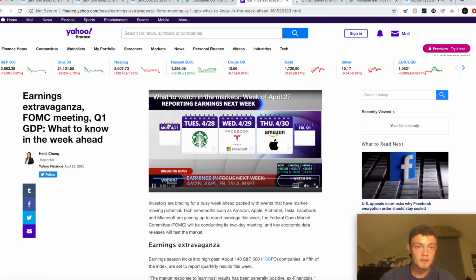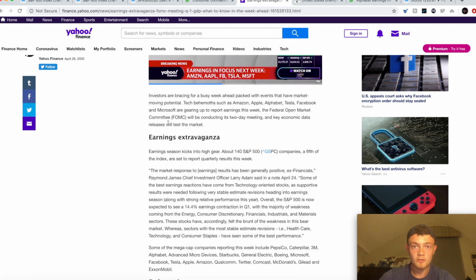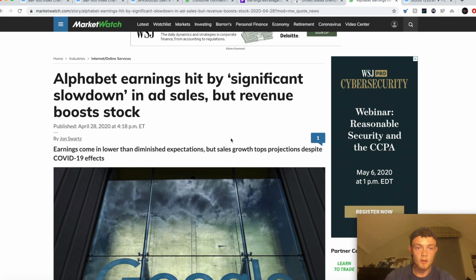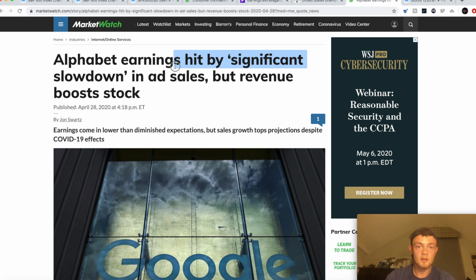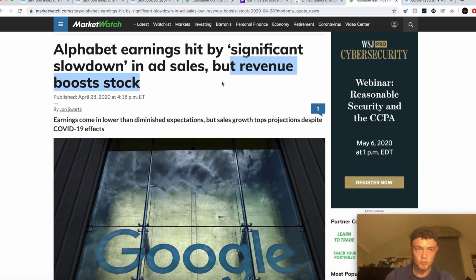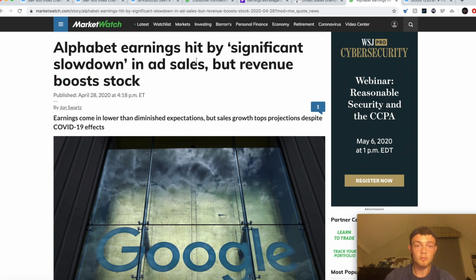Also, we had the Alphabet earnings that have just come out, which have significantly slowed down ad revenue. The revenue has boosted, but the earnings per share, they have significantly missed. They have seen a huge slowdown in their company. This is just one company, this isn't the whole market, but obviously Alphabet is a huge company.